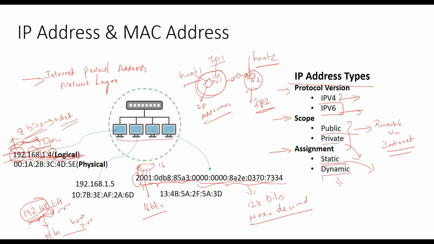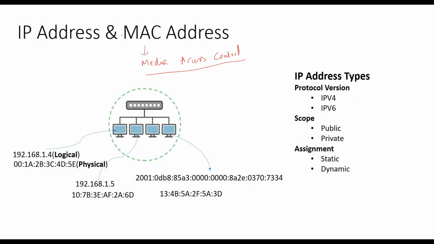We can also assign IP addresses automatically using a protocol called DHCP, which is Dynamic Host Configuration Protocol. So using this protocol, all the devices which are connected to a particular network will be assigned IP addresses automatically. In this way, we can have different types of IP addresses based on protocol version or the scope of the network or by the way of assignment. Now let us discuss about MAC address.